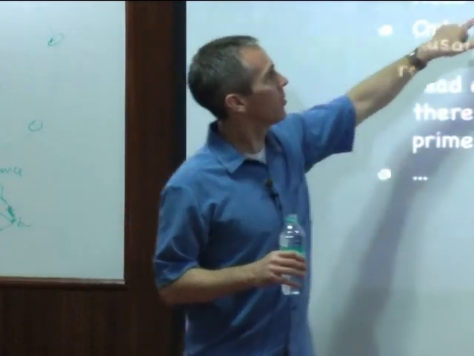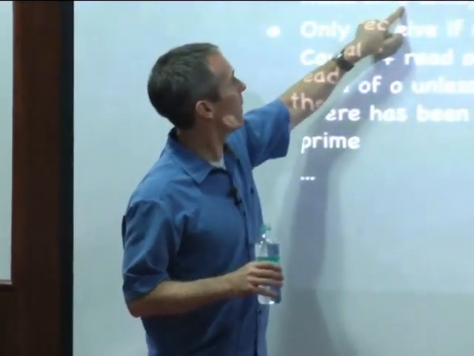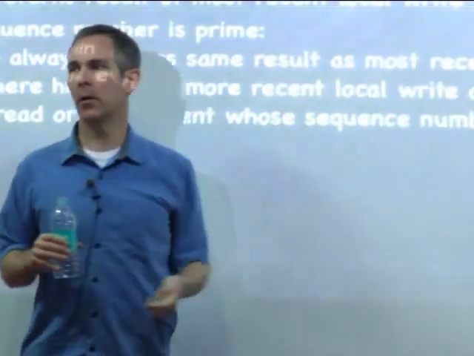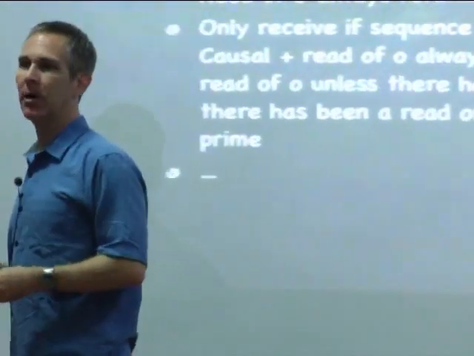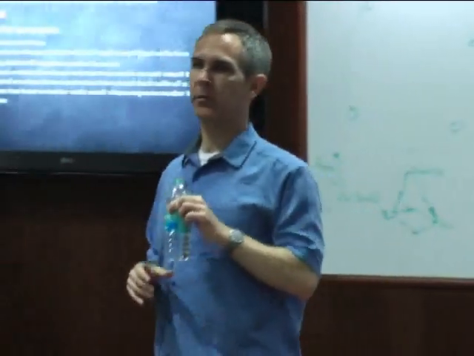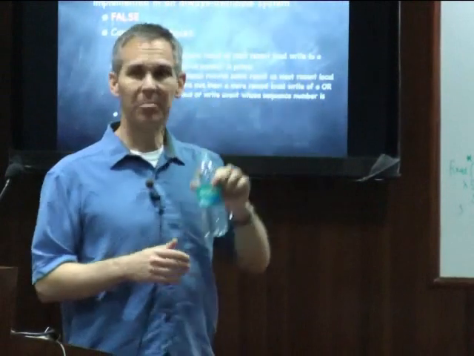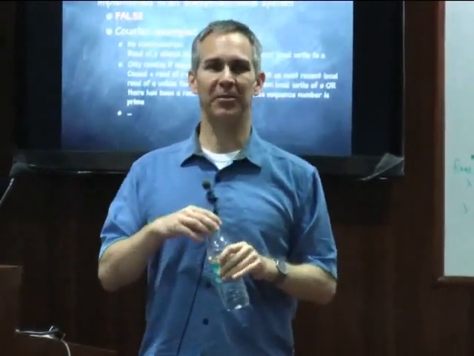Reads of O, in this system, a read of object O always returns the most recent local write to O. That's legal under causal, right? Doesn't violate any of our constraints. Also seems kind of useless as a distributed file system, but it's legal.